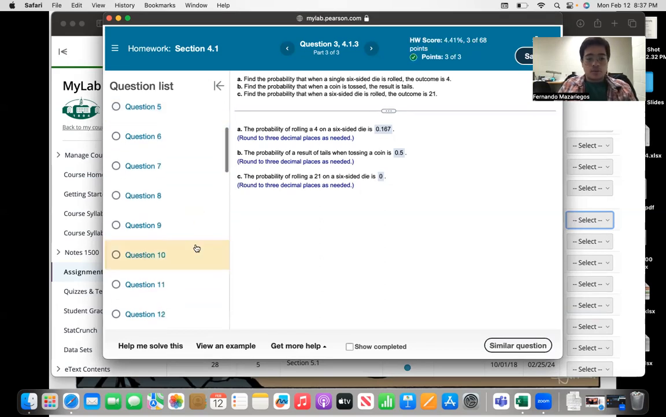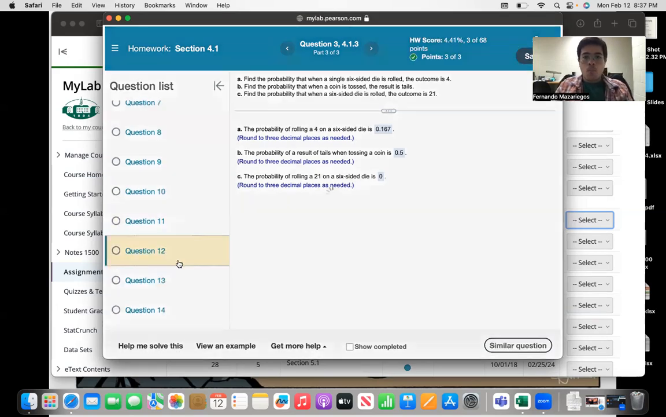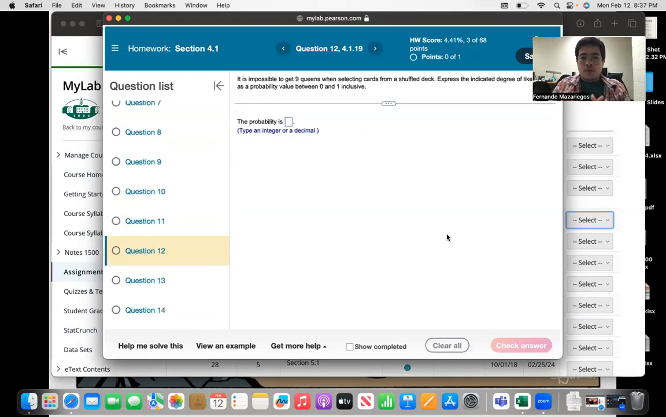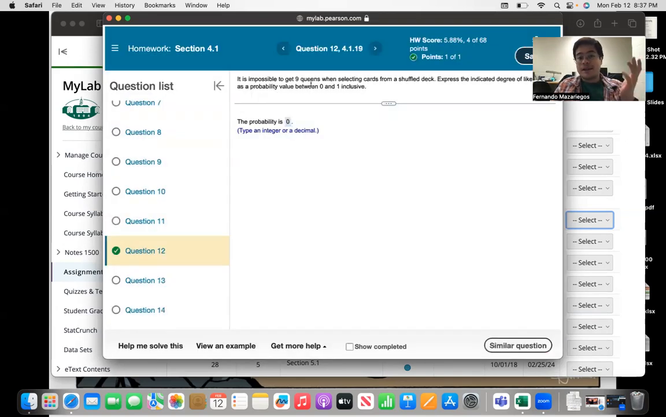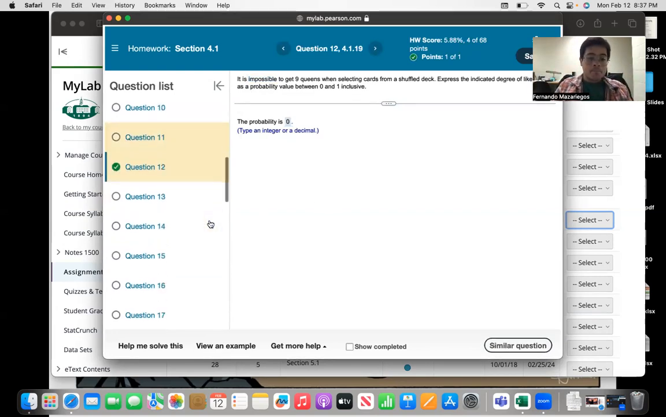Okay, let's move on to question 12. It is impossible to get 9 queens when selecting cards from a shuffled deck. Express the indicated degree of likelihood as a probability value between 0 and 1 inclusive. It is 0, right? Key word here is impossible. Something cannot occur. Probability is 0.